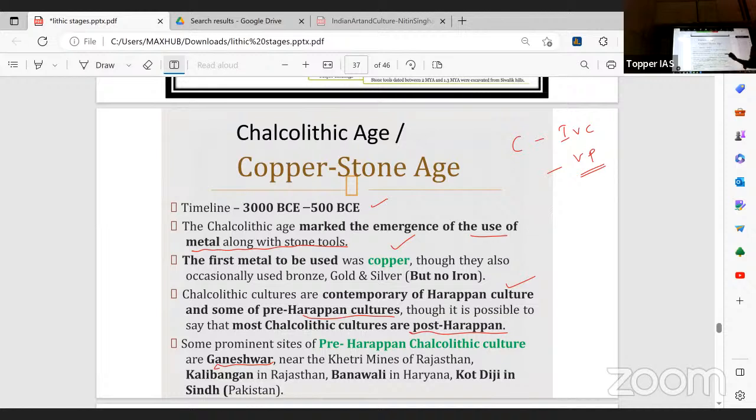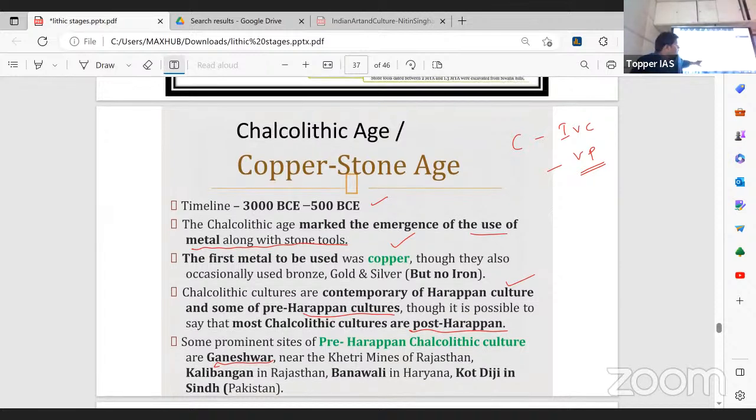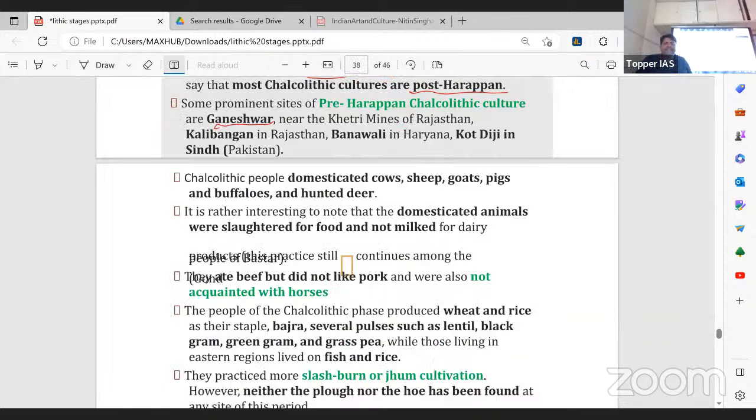So what are the other characteristics? Domestication of animals, like the Neolithic and Mesolithic people. They domesticated cows, sheep, goats, and even pigs, but they hunted deer. These domesticated animals were not used for milching purposes, but were slaughtered for meat. Even today, many tribal people do this. So they ate beef, but did not like pork. Chalcolithic people ate beef, but not pork.